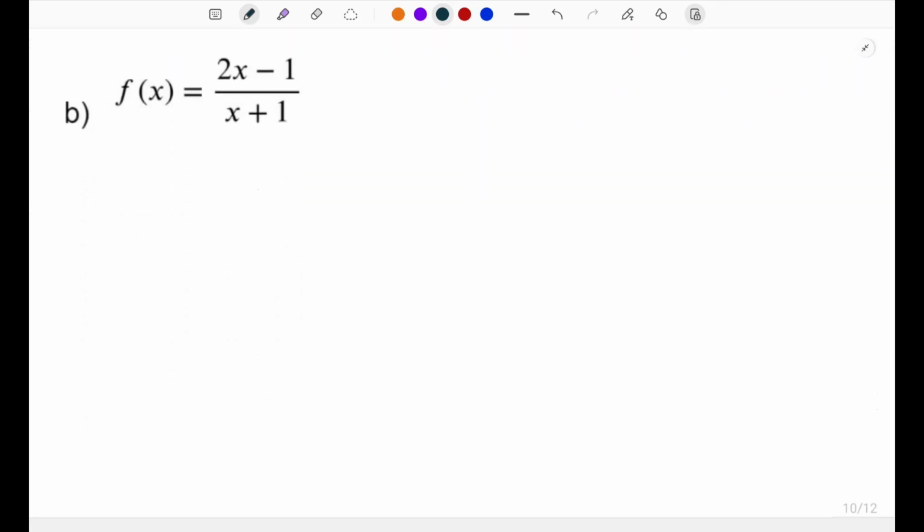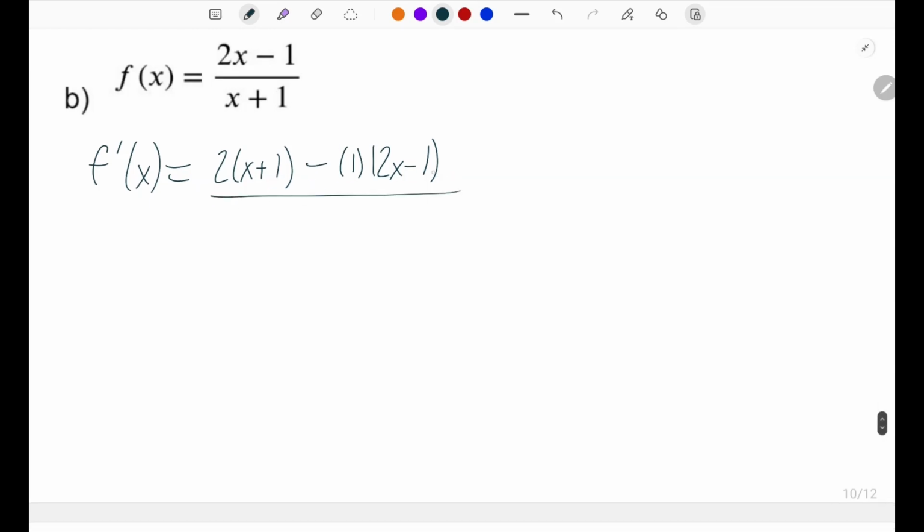All right, I'd suggest pause the video here. Try this one out yourself first. I'll go through it right now, though. So we've got f of x equals (2x minus 1) over (x plus 1). So I'll just quickly go through the derivative. So derivative of the numerator times the denominator. So we're using quotient rule here. So it's going to be 2 times (x plus 1) minus, because it's quotient rule, derivative of the denominator, which is just 1, times (2x minus 1), all over (x plus 1) squared.